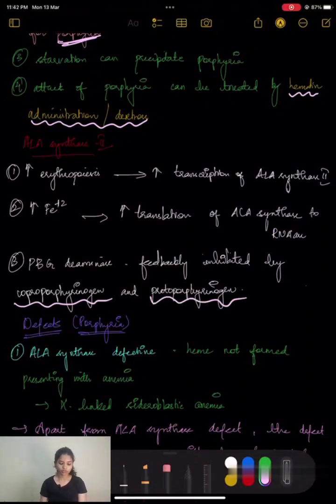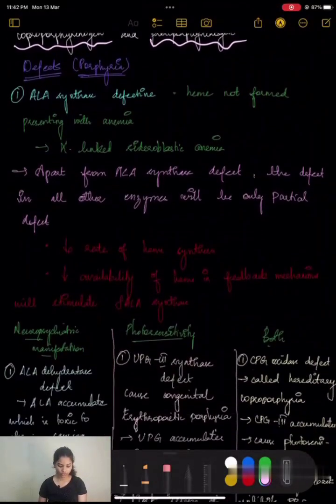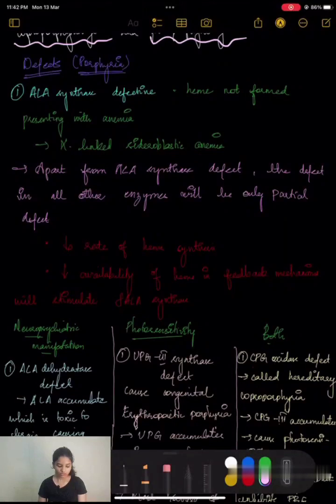Now coming on with the porphyria, that is the main topic. There are various porphyrias, so we will discuss them here. First, ALA synthase defective. Here the heme is not formed. As I already told you, in neuropsychiatric manifestations, because of the absence of the ALA dehydratase enzyme and the porphobilinogen deaminase enzyme, there is no porphyrin produced. So there won't be any photosensitivity, and as there is no heme, it will present with anemia. This is called X-linked sideroblastic anemia.